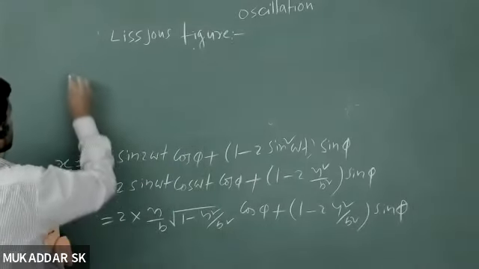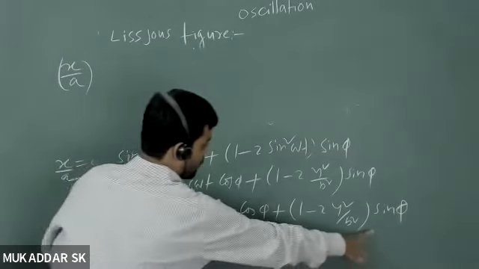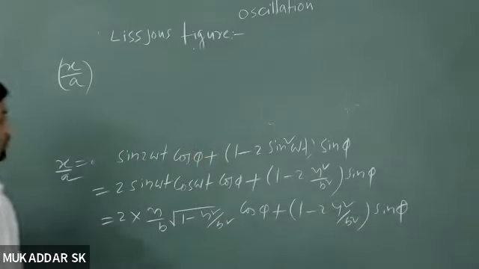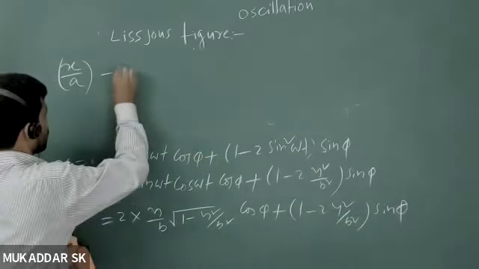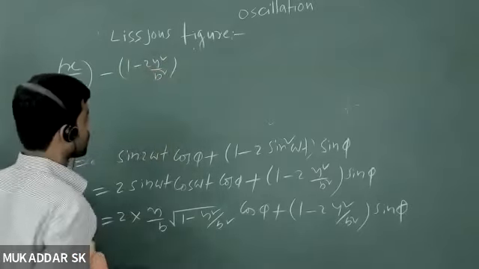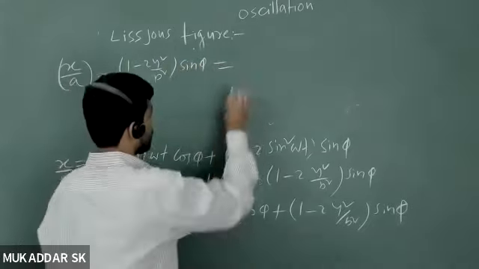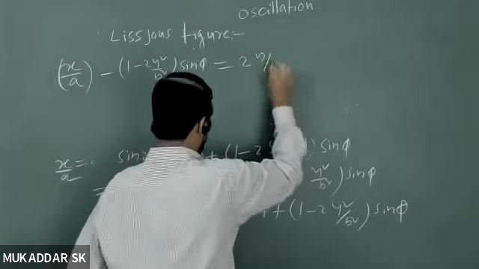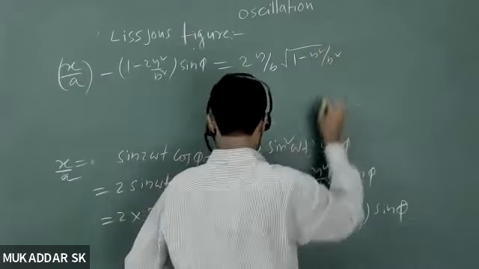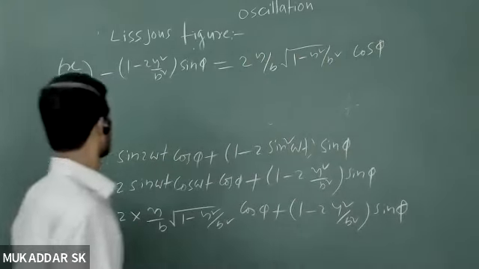Okay, so x by a, now I'll bring this second term on the left hand side. So I can write like x by a minus 1 minus 2 y square by b square sine of phi, and that should equal 2y by b square root of 1 minus y square by b square cosine phi. Okay, is that fine?